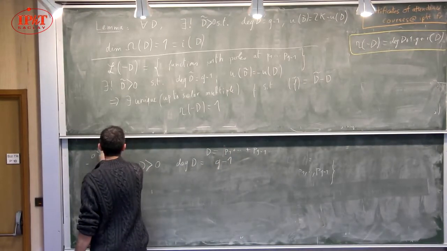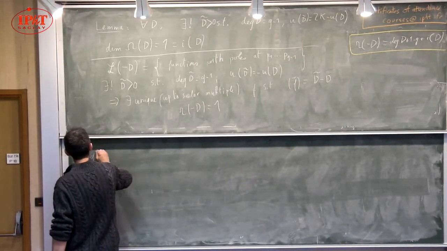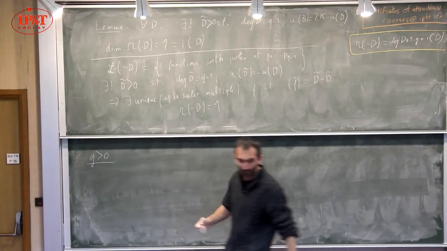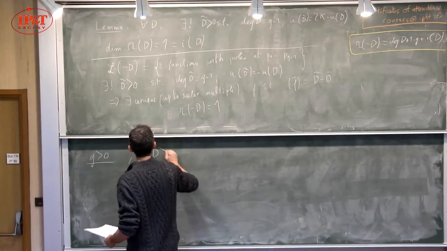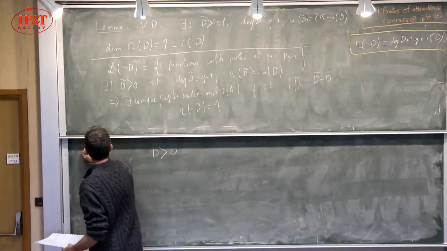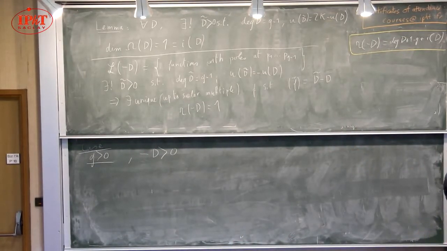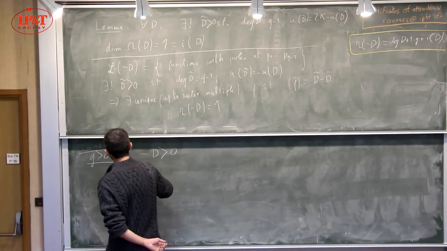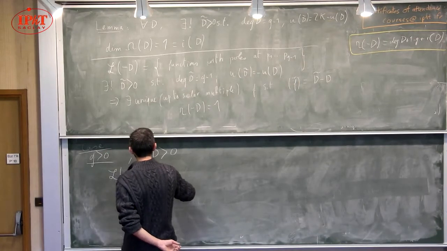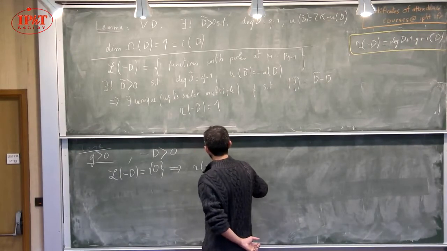Okay. Let me do another case. Let me do the case g positive, and let me consider the case where minus D is strictly positive. I'm sorry, I was a little bit too fast in this case. So first, since minus D is strictly positive, it's obvious that L of minus D is 0, which means that R of minus D is 0.